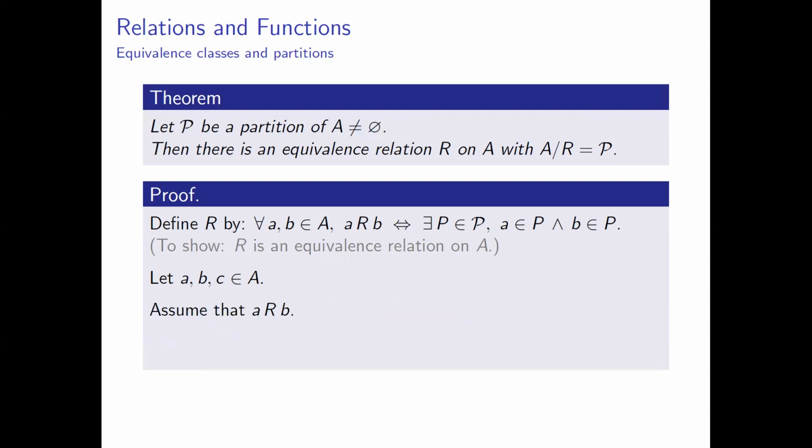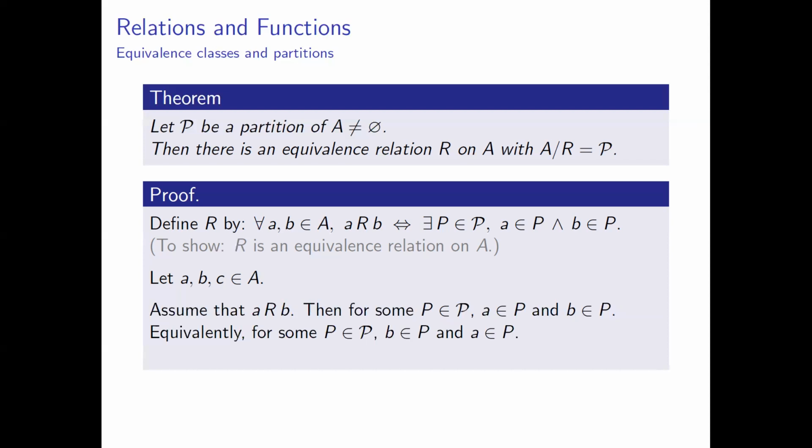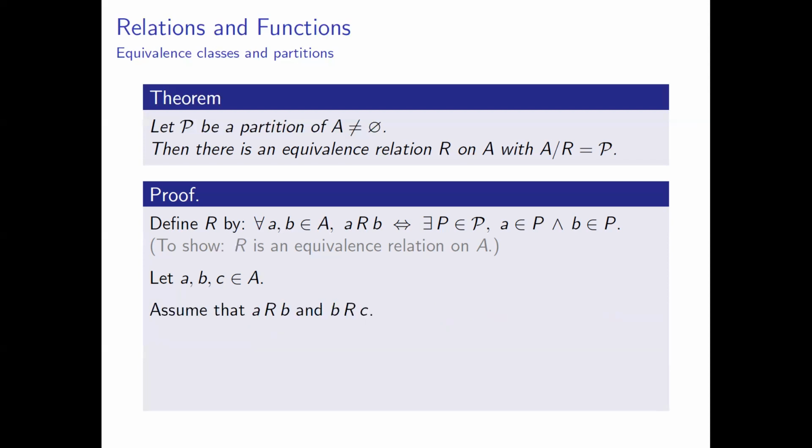Next, we show that R is symmetric. Assume that a is related to b. Then some set P in the partition contains both a and b. Equivalently, some set P in the partition contains both b and a. So b is related to a. Thus, R is symmetric.